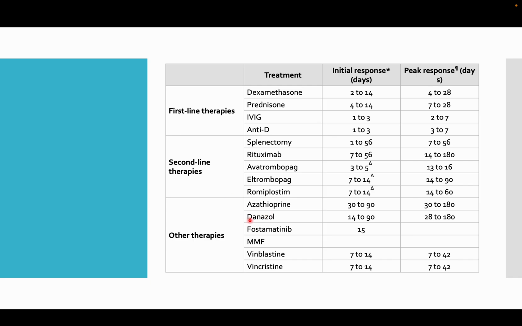Others are azathioprine and danazol. Azathioprine is 1 mg per kg, like 0.5 to 2 mg per kg. You can use 1 to 2 mg per kg; 50 mg to 100 mg is routinely used. Danazol can be used. And MMF, vinblastine and vincristine are previous drugs that were used in ITP therapy.